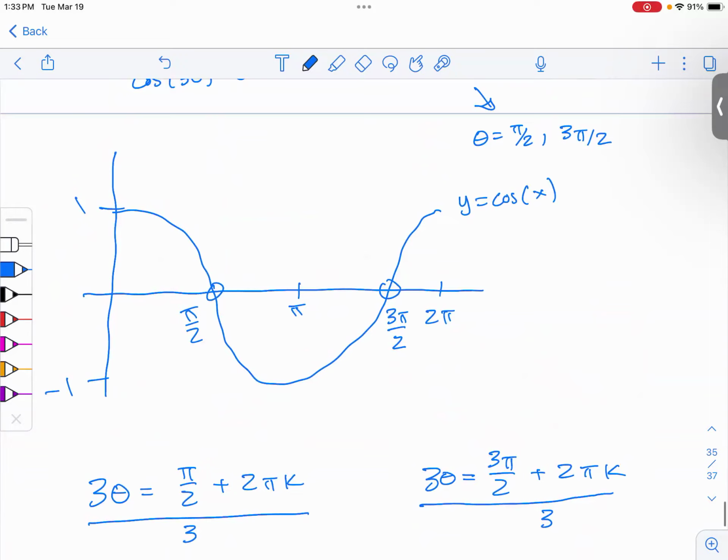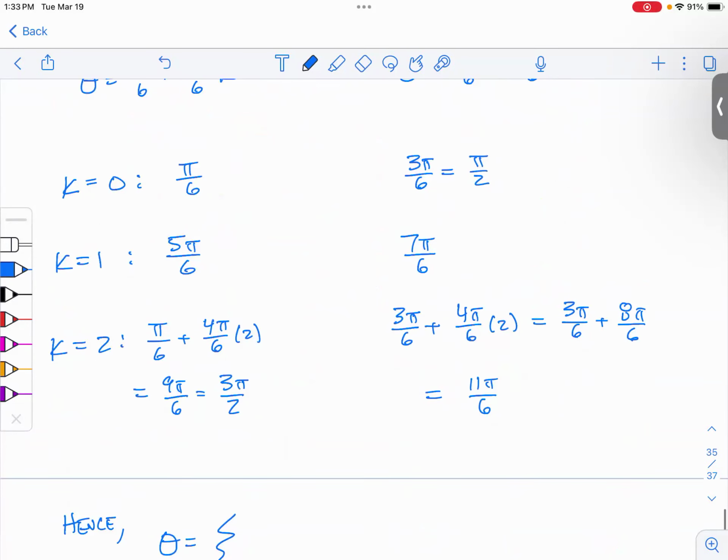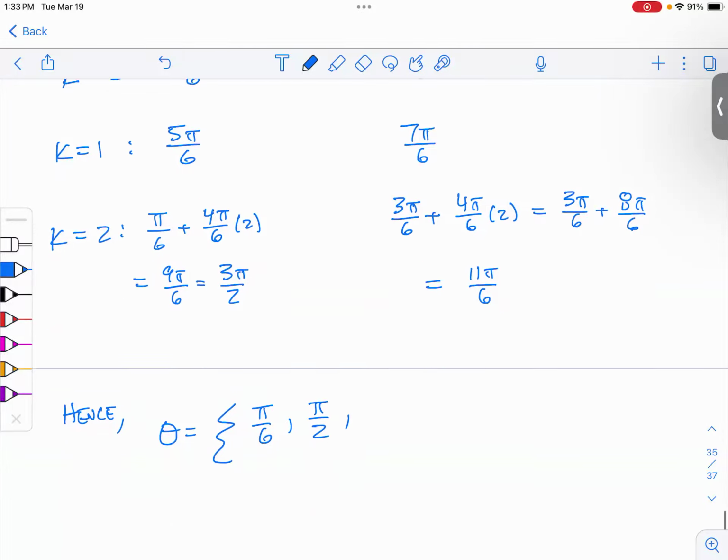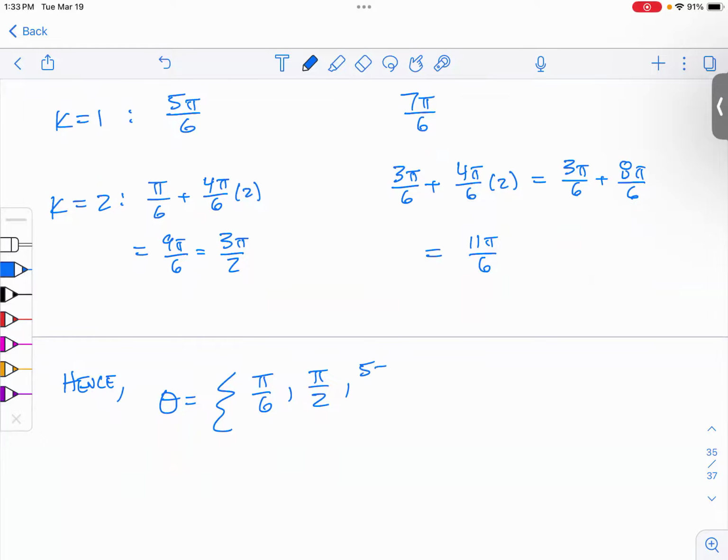Oh, and actually as a note, we had this one, this is pi over 2, and 3 pi over 2 there. Those are actually both redundant values. So even though we solved them on that one, they were just repeated on this one. So you don't need to write it twice. So pi over 6, pi over 2, 5 pi over 6, 7 pi over 6, 3 pi over 2, and 11 pi over 6. 6 solutions.